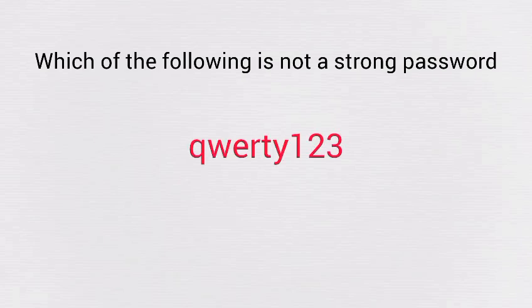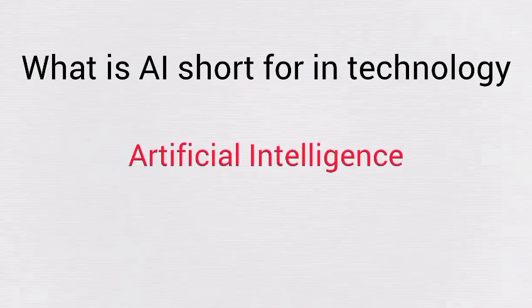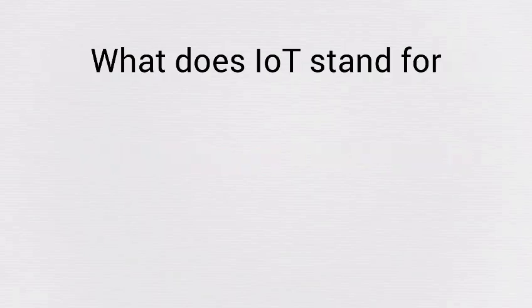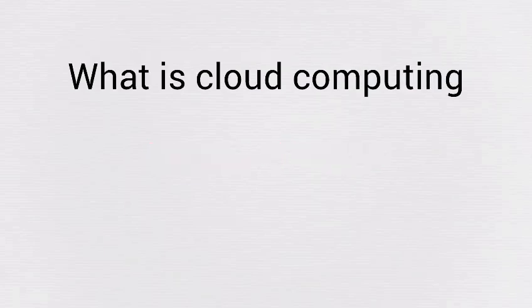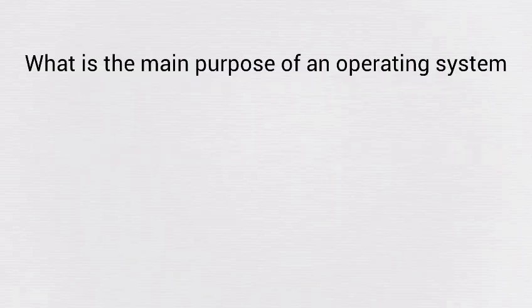RT123. What is AI short for in technology? Artificial Intelligence. Blockchain is primarily used for transactions. What does IoT stand for? Internet of Things. What is cloud computing? Using online services for storage and computing. What is the main purpose of an operating system?